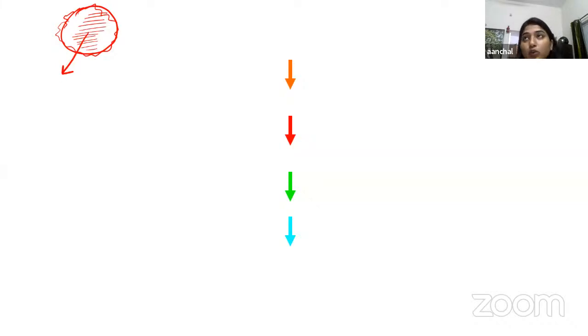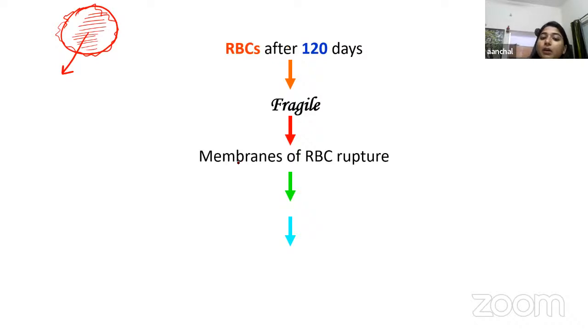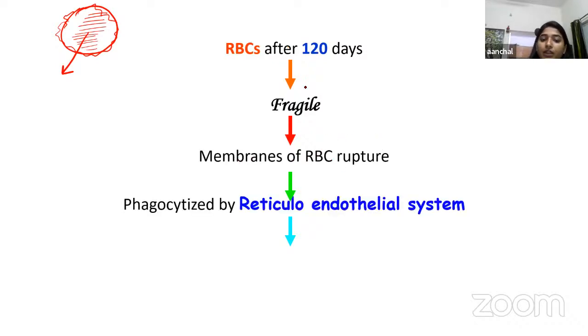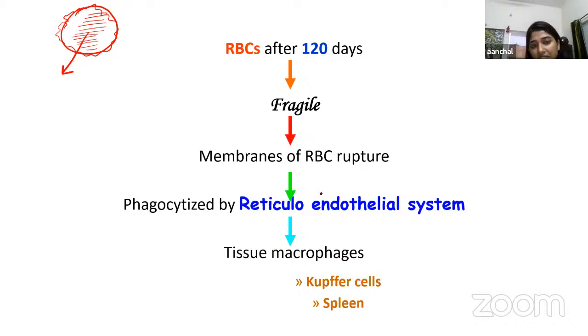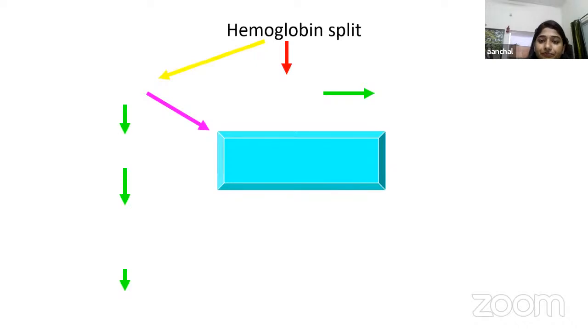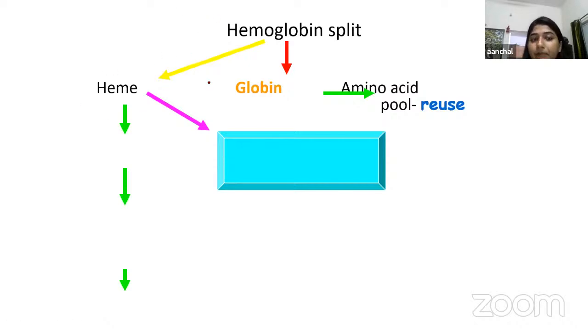Okay. Now what will happen, that we're going to learn in the fate of hemoglobin. So RBC after 120 days become fragile, become weak. The membrane of RBC gets ruptured and they are phagocytosed by the reticuloendothelial system, through tissue macrophages, Kupffer cells, and by the spleen. Okay. So what will happen? The hemoglobin gets split into heme and globin. So this heme part and this globin part get split. Okay. Now what will happen?